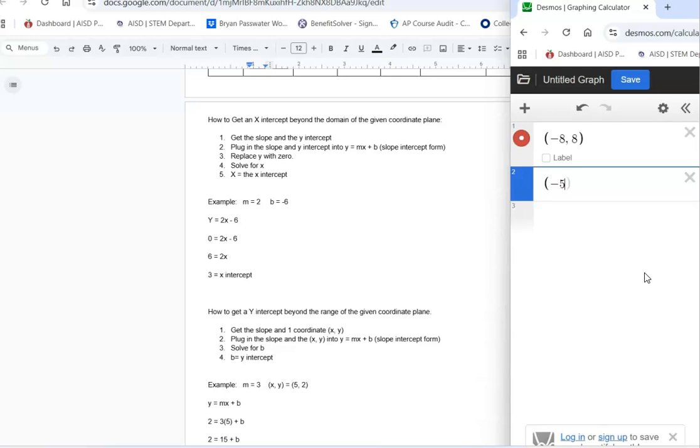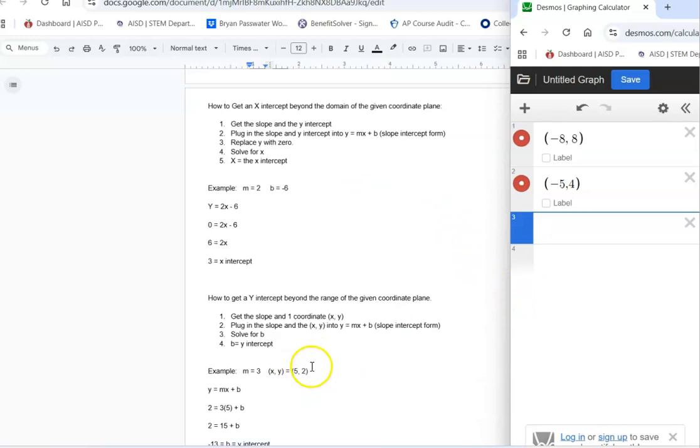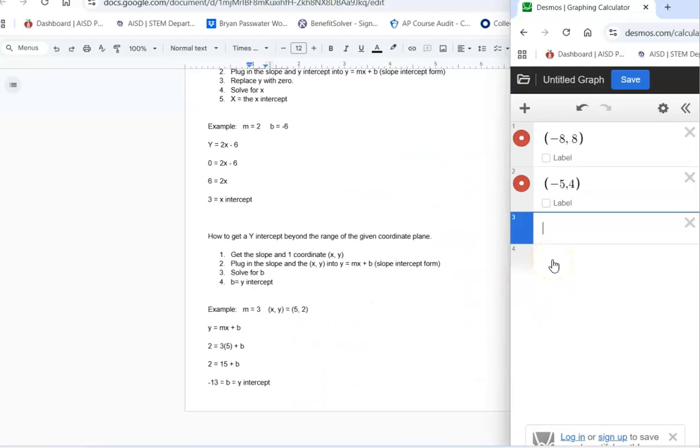Okay, so -5, 4. Let's say I want the x-intercept. So let's do the y-intercept part first, because you need that. If you notice, to do the x-intercept correctly you need the y-intercept, which we don't have. So let's do the y-intercept first, which I've actually taught you in class in previous lessons.